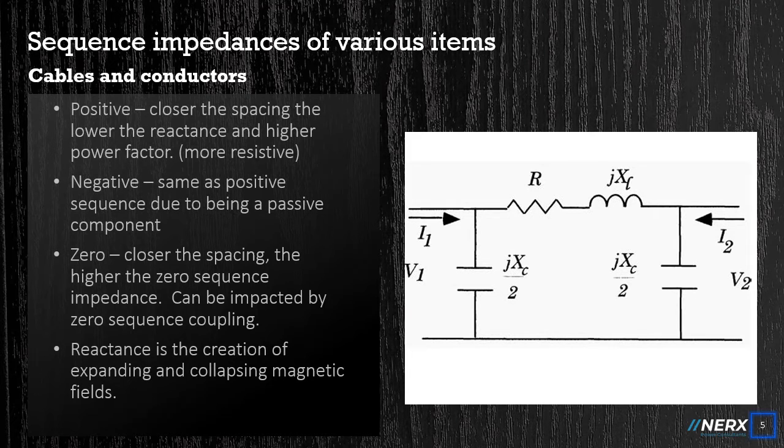The positive and negative sequence impedances for cables and conductors are equal due to the selection of the phase rotation being an arbitrary choice and being passive components.